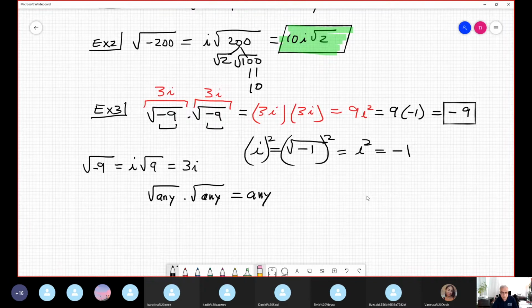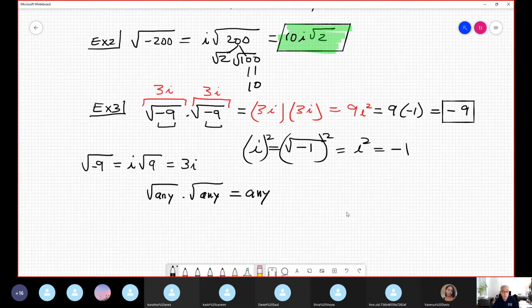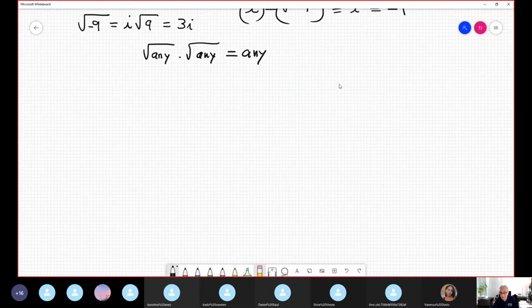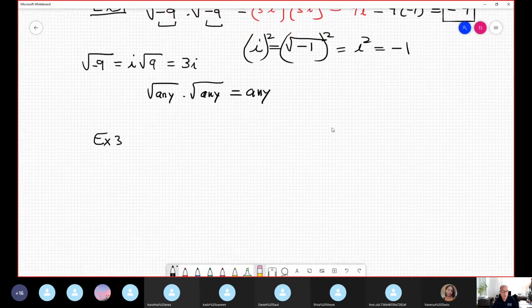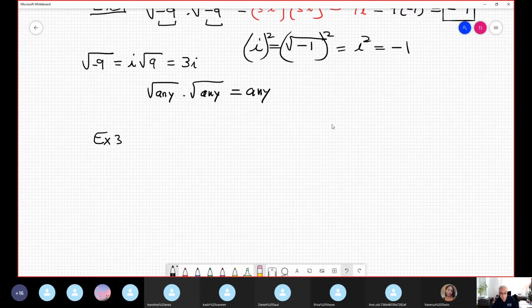So let's practice a little bit. How do we compute a different example? This is the first question in test 1, similar to this. Example 3 or example 4? Example 4. Example 4 is square root of -64 times square root of -25. Well, okay. Square root of -25 I did before. Remember, this is 5i.